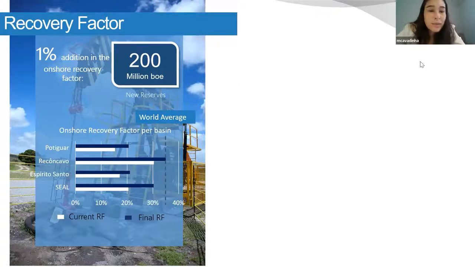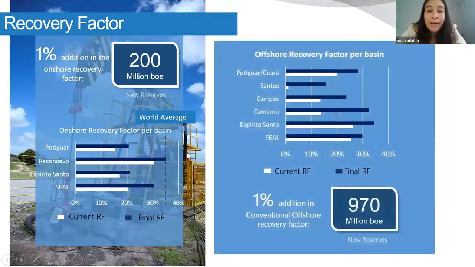focused on the investments. For example, we can see here in this plot the world average of 30% of the recovery factor. We didn't achieve that in other major basins. For example, Espírito Santo basin, we didn't achieve 20% yet. And considering the reserves, we would still be around 20%. So it's something that we are working on. This plot says that a 100% increase of the recovery factor means around 200 million barrels of oil equivalent in new reserves, considering the onshore basin.